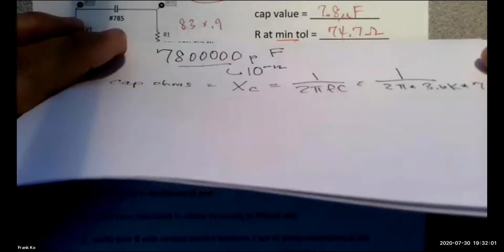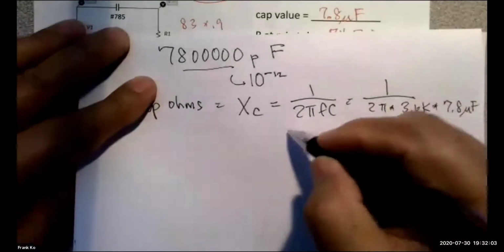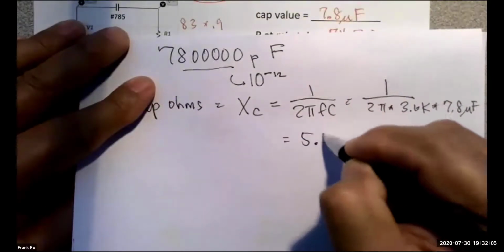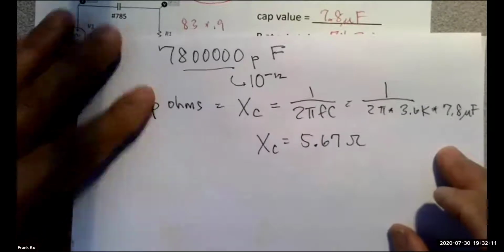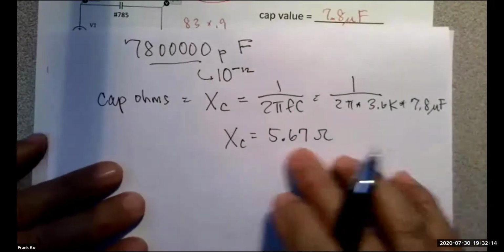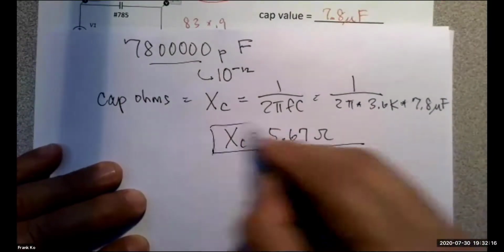Hold on. 5.66 ohms. Okay, which would round properly to 5.67 ohms. Be mindful of that. 5.666666 will round to 5.67 ohms. So these are the ohms of your capacitor.